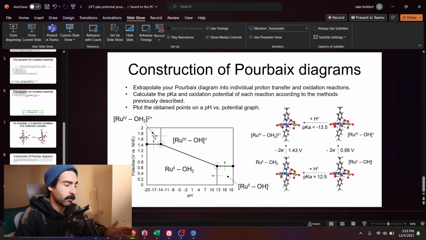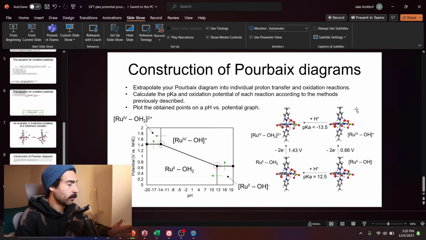So it's important that we know how to do the pKa and oxidation potential calculations so that we can construct our Pourbaix diagram. And as you can see here, I've got a sample of our proton transfer reactions from ruthenium 2 hydroxo to ruthenium 2 aquo. So this is going to be one proton transfer reaction that we calculate. We have the other one here at the top from ruthenium 4 hydroxo to ruthenium 4 aquo. And then we have the 2 oxidation reactions from ruthenium 2 hydroxo to ruthenium 4 hydroxo and ruthenium 2 aquo to ruthenium 4 aquo.